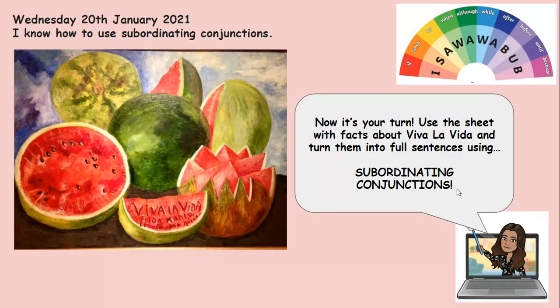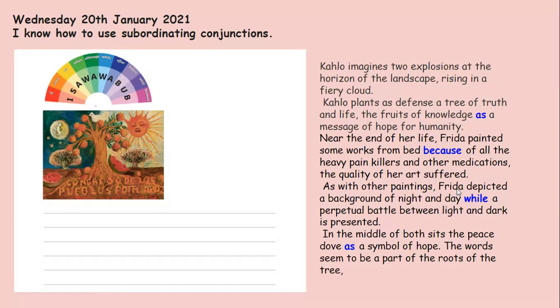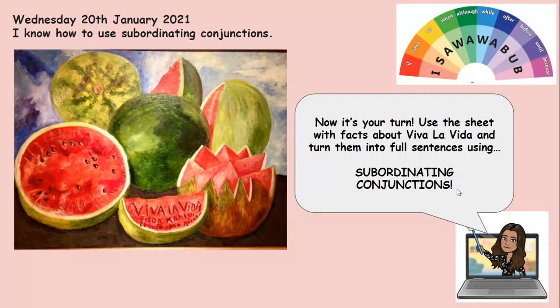Now it's your turn. So you're going to do this independently now. Use the sheet with facts about Viva la Vida and turn them into full sentences using subordinating conjunctions. So you can do what I did here, which is write out the facts and change the subordinating conjunctions. Or you can use a fact and write your own sentences using subordinating conjunctions.